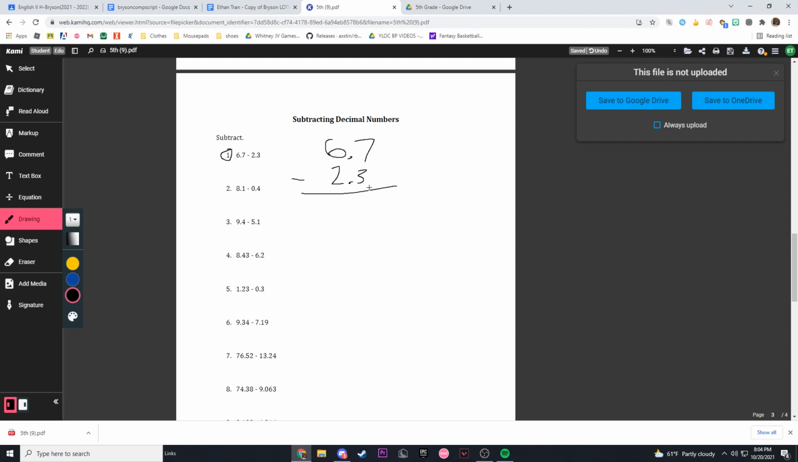So 7 minus 3 is 4. Place our decimal point. And 6 minus 2 is also 4. So for number 1, our answer would be 4.4.